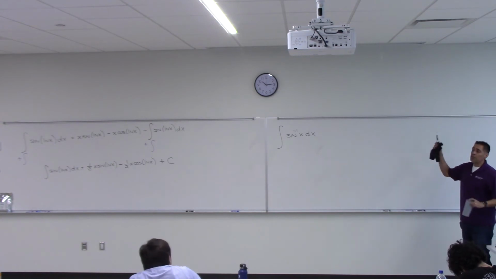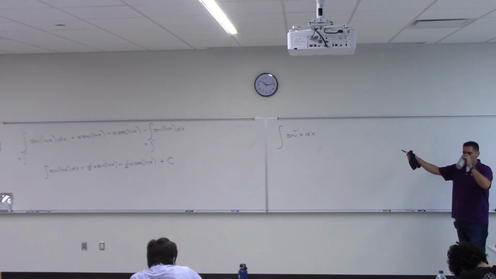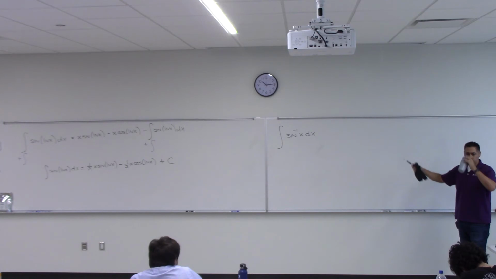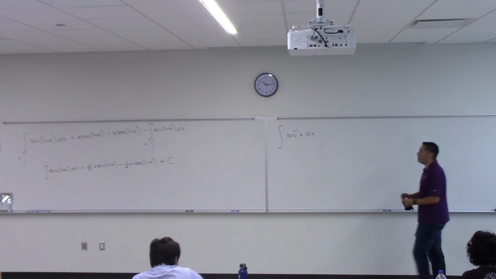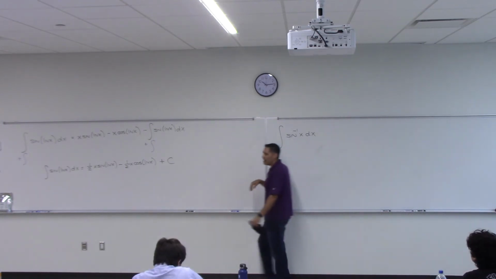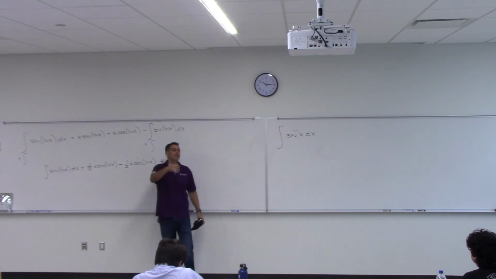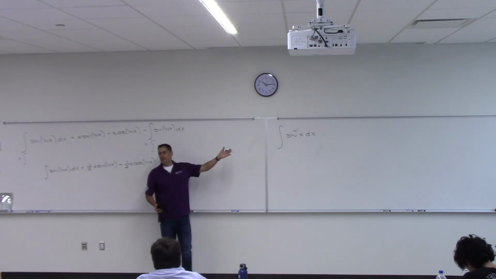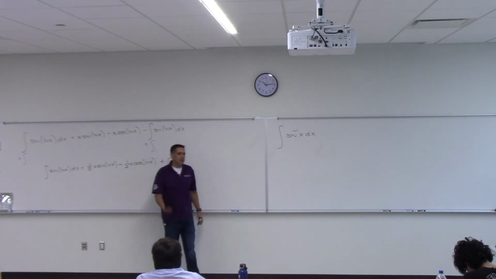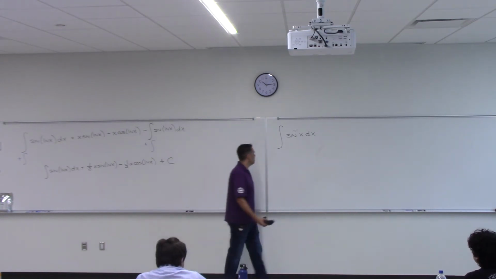So everyone here should know what the derivative of that is, right? We did that in the very beginning of this class, right? We talked about derivatives of inverse trig functions. So we all know the derivative, right? We just don't know the antiderivative, and that's what we're looking for.